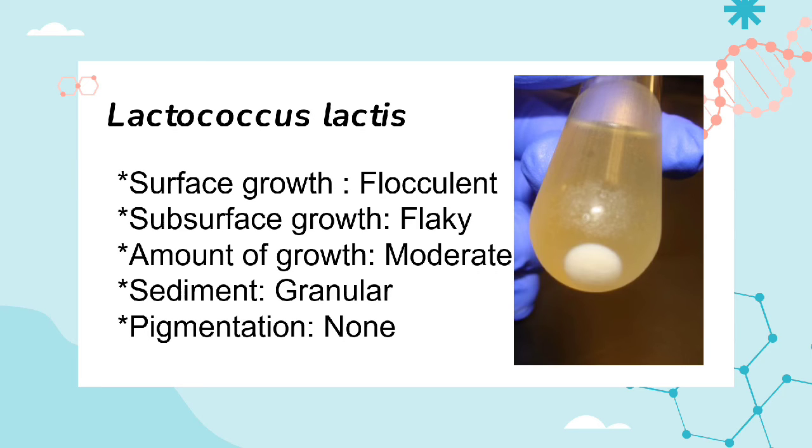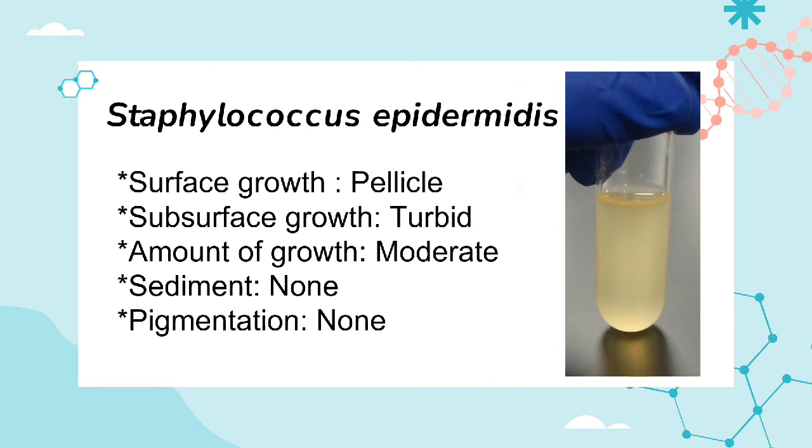Lactococcus lactis: surface growth flocculent, subsurface growth flaky, amount of growth moderate, sediment granular, pigmentation none. Staphylococcus epidermidis: surface growth pellicle, subsurface growth turbid, amount of growth moderate, sediment and pigmentation none.